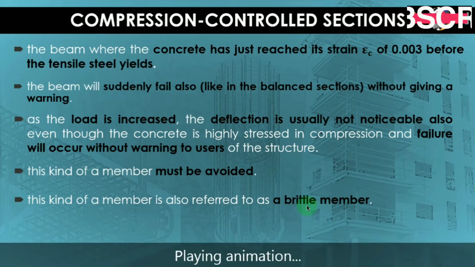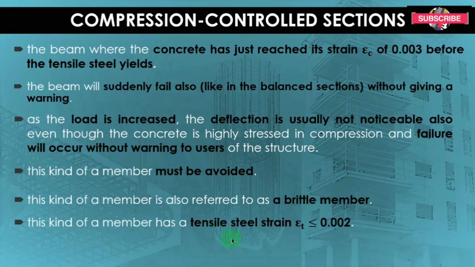At saka itong member na to has this tensile steel strain, no? Denoted by this epsilon t less than or equal to 0.002. So as what I've said, no, doon sa balance section is ang tensile strain niya is 0.002. But ito naman compression control section natin is pwede siyang magiging 0.002 or below this strain na 0.002. Considered siya as compression control section. Okay?